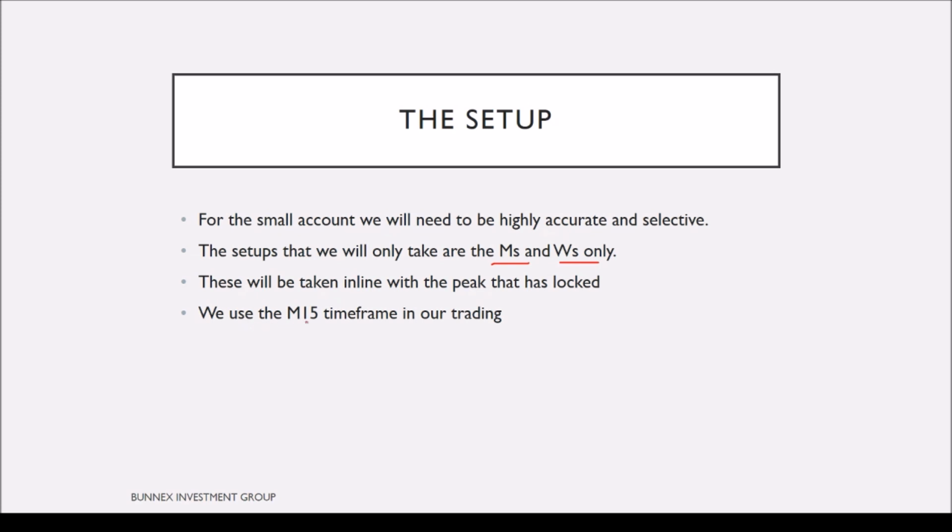We'll use the M15 time frame in our trading, which is basically categorized as one of the smallest time frames. So we'll need these EMAs to help us visualize the setups. These are exponential moving averages 5, 13, 50, and 200.